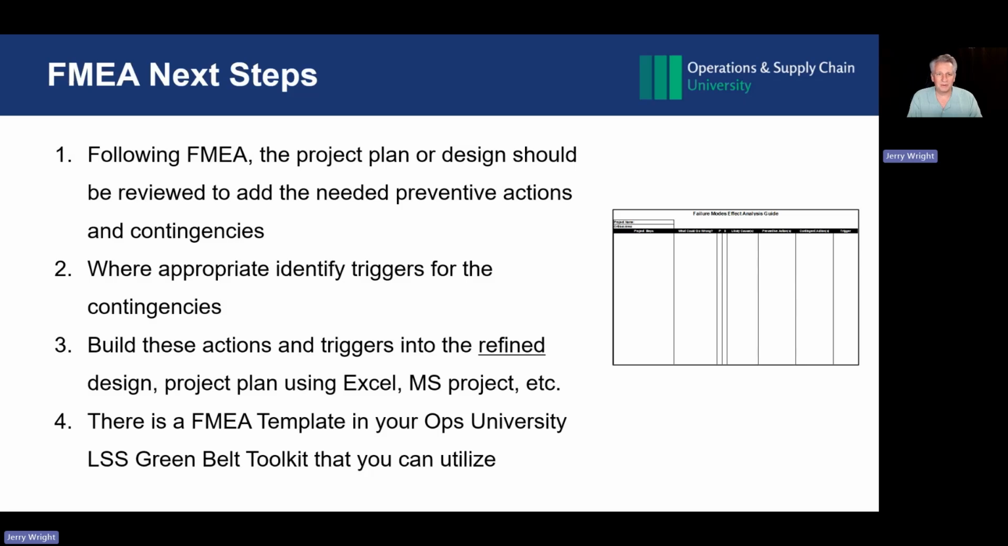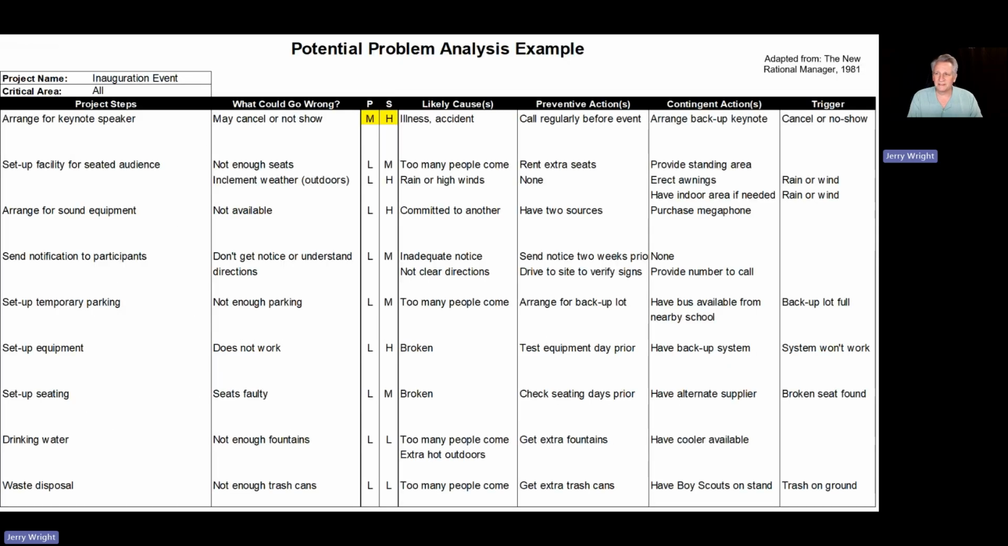Let's look at an example. So here's one that's adapted from the New Rational Manager book by Kepner and Tregoe back in 1981. This is for an inauguration event. I believe it was a lab in the New Mexico desert. I don't recall the name of the lab, but this is the example I've used for many years.